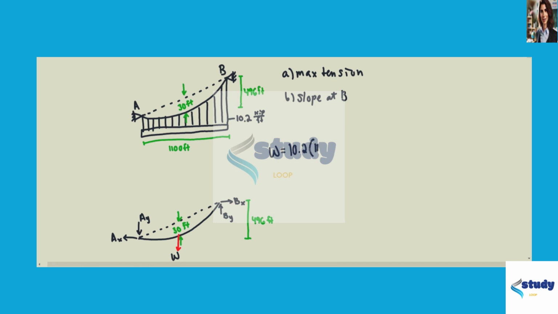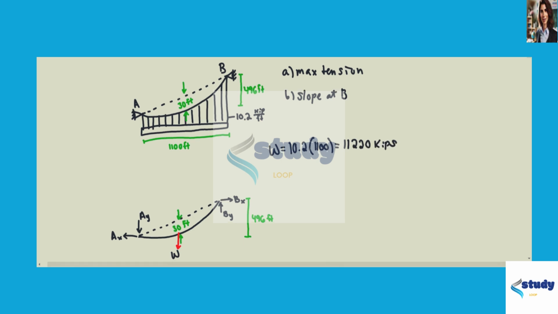The purpose of this problem for part A is to determine the max tension in the main cable, and for part B to determine the slope of the cable at B. The first thing we're going to do is determine the weight of the cables in the vertical direction that we can treat as a distributed load. So this will be 10.2 times the length, which is 1,100 feet, and this equals 11,220 kips.